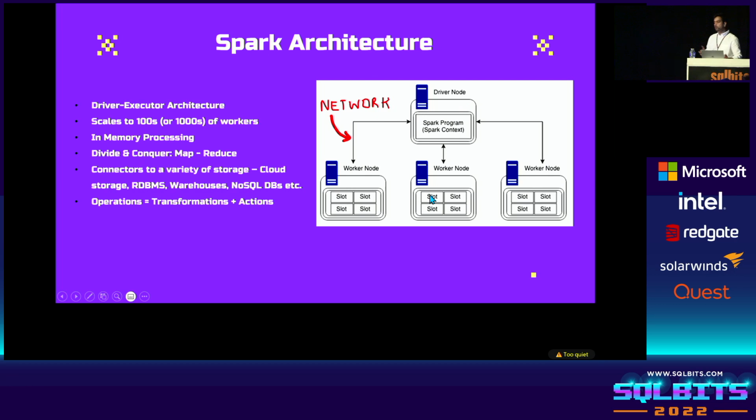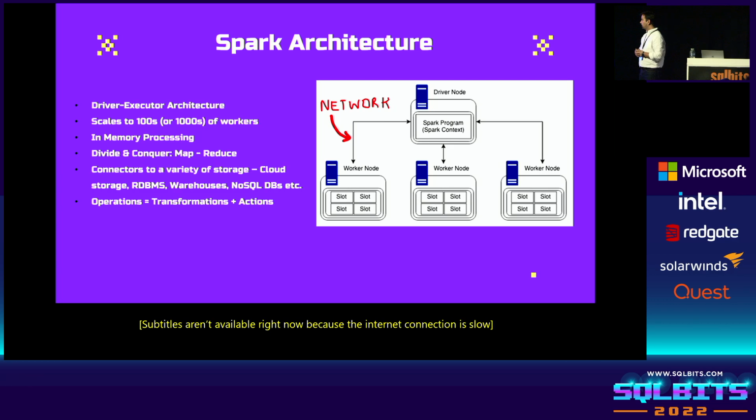And the most important thing for this talk is the network over there. The communication between the different nodes is over the network. So something to bear in mind. I'll tell you why later on. And then Spark also has various connectors. Needless to say, you can connect to cloud storage, RDBMS, and so on.